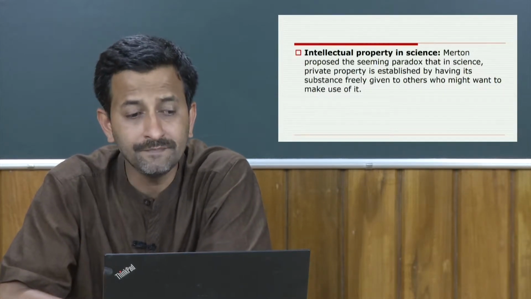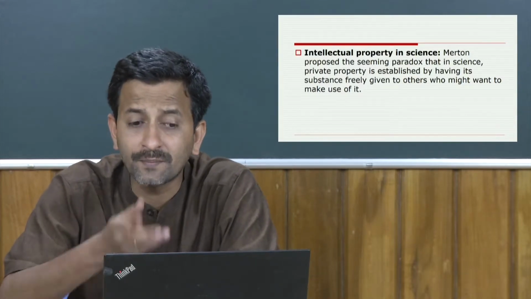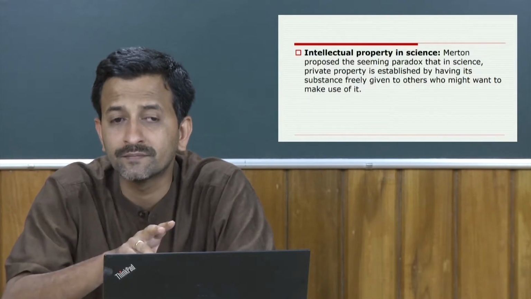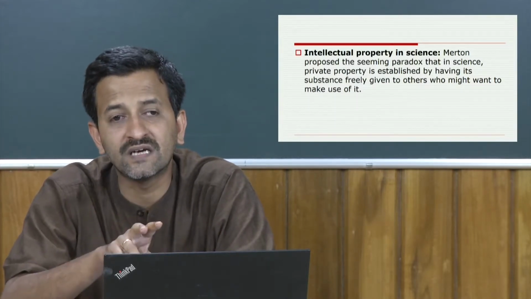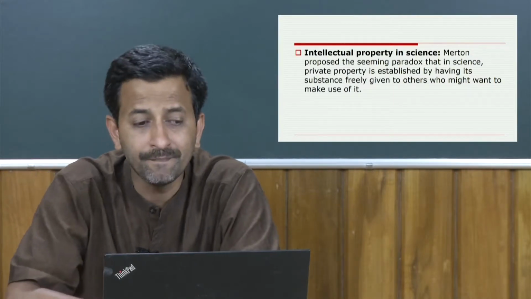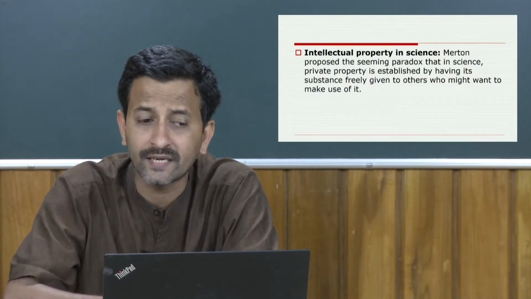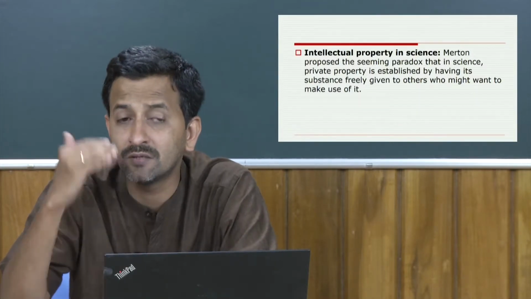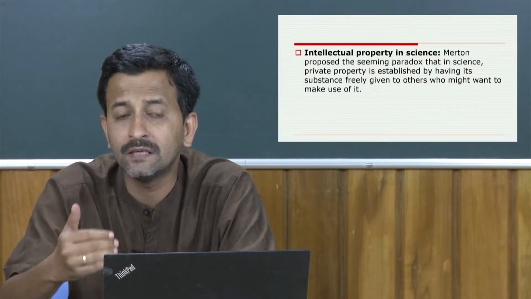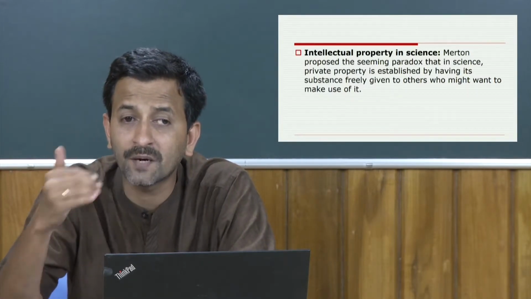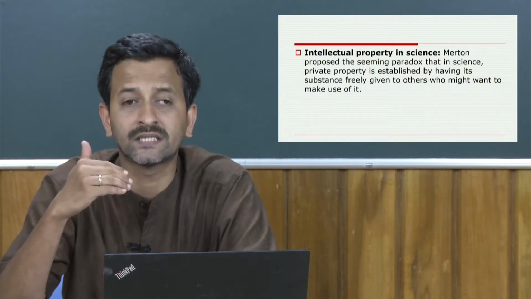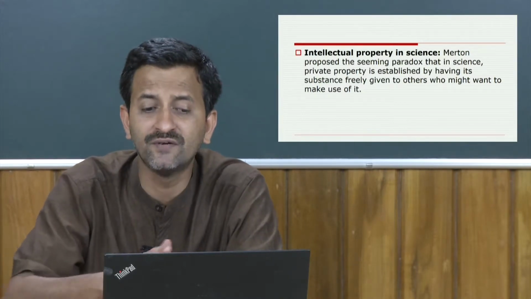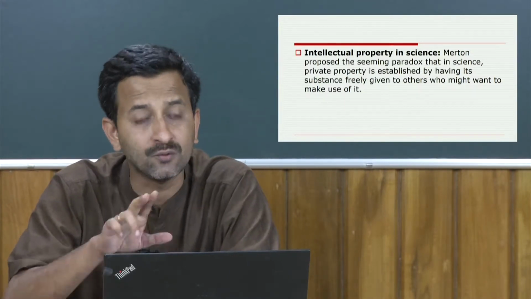Now, due to intellectual property in science, the concept of private property is imposed on the fruits of such technological development born out of science. Merton proposed a seeming paradox that in science private property, the notion of private property in a more capitalistic sense, is established by having its substance freely given to others who might want to make use of it.